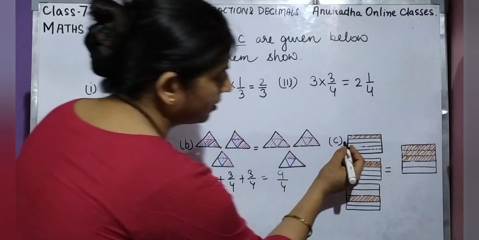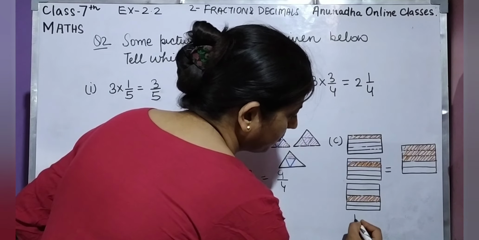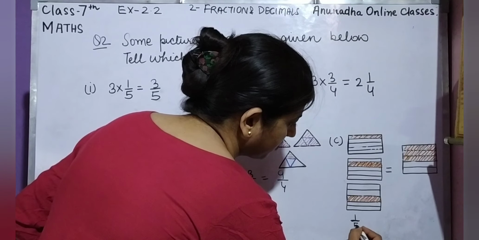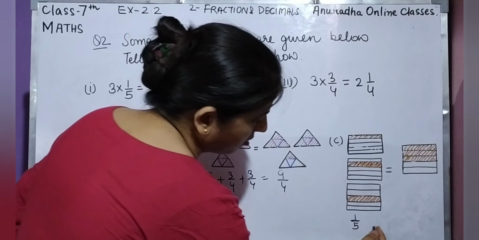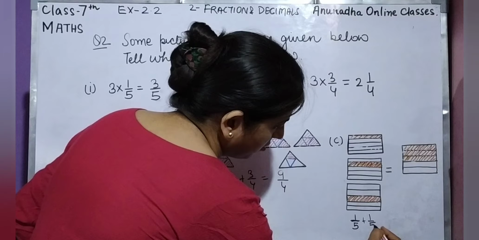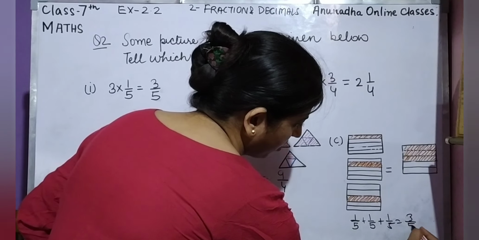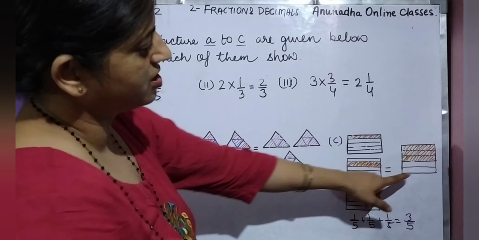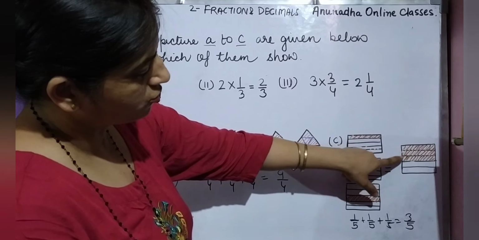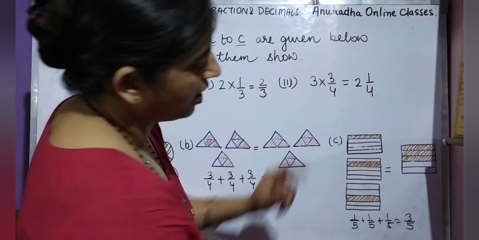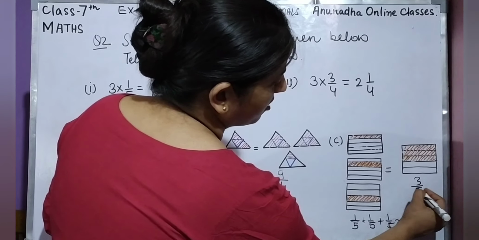Now see this one. This is what? 1 by 5. Okay, 1 by 5. And here also plus 1 by 5. Okay, plus 1 by 5. That is equal to 3 by 5. Now see what does this picture show? 1, 2, 3, 4, 5. And 3 are shaded. So this is 3 by 5.